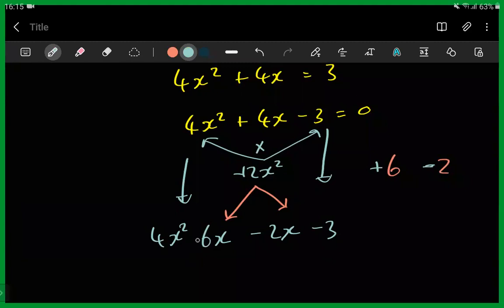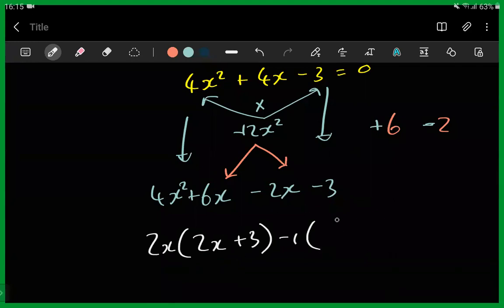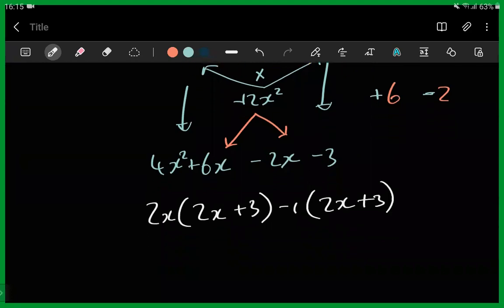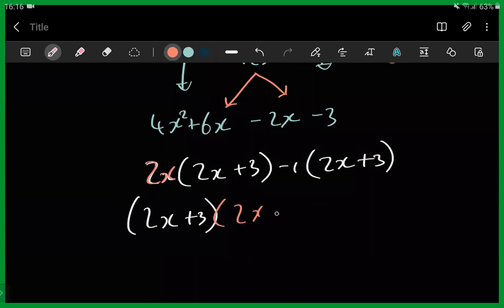And then we can see here, we can take out a common factor of 2x. Here you're going to be left with 2x. Here you're going to be left with plus 3. So for you to get a plus 2x here and a plus 3 here, you have to get a minus as a common factor. See? And then as we say, this bracket is repeating, so you can take it out as a common factor.